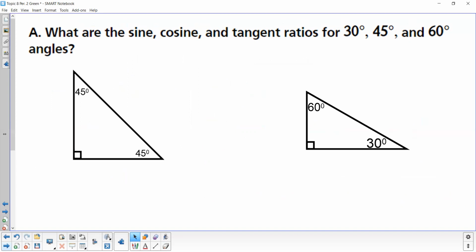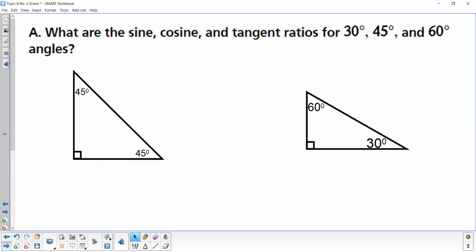Because, hey, hit tan 45. Ooh, yay, I got one. Why did you get one? Because it's a 45-45-90 triangle. What do you know about the opposite and the adjacent in that triangle? They're the same. Any number divided by itself equals 1.